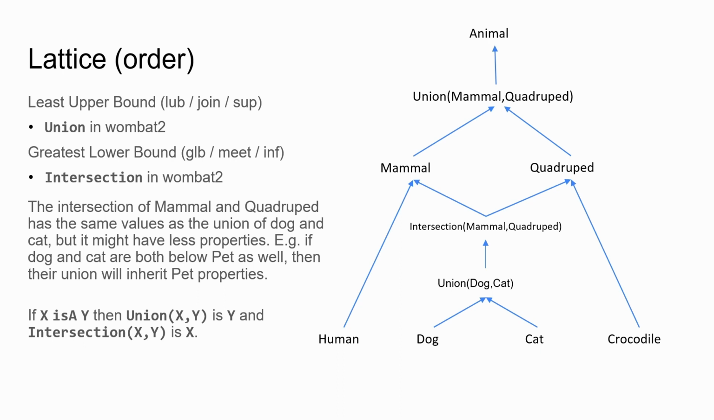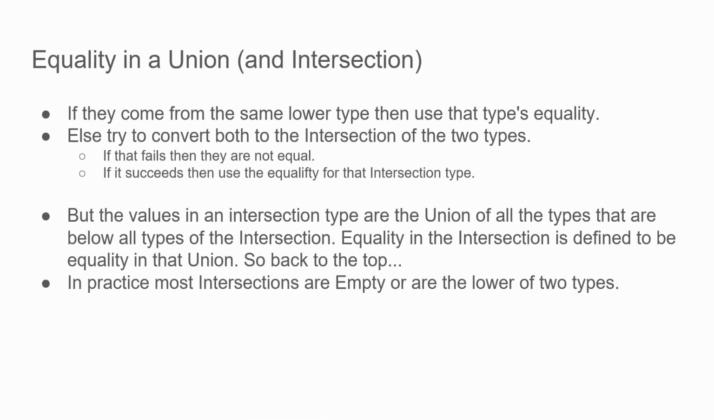If X is a Y, then the union of X and Y is Y, and the intersection of X and Y is X. How is equality defined in a union, and by implication in an intersection, as you'll see? All right, if they come from the same lower type, then that's no problem. We just look at the equality in that lower type. But otherwise, we try to convert both to the intersection of the two types. Of course, if they don't have any intersection, they can't be equal.